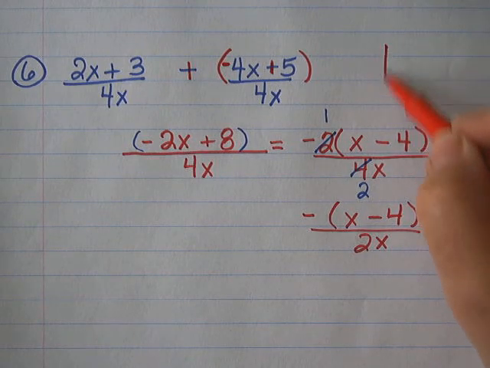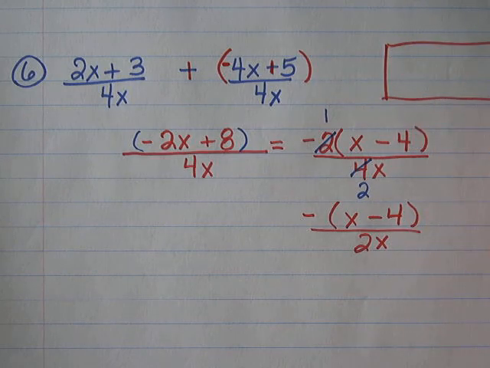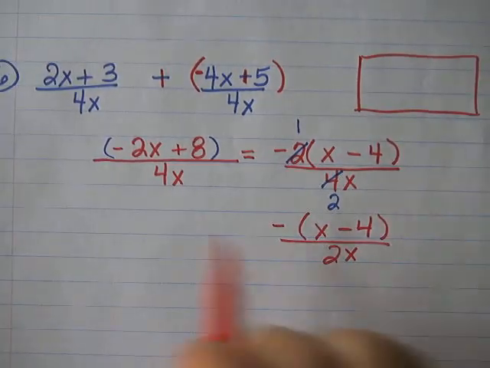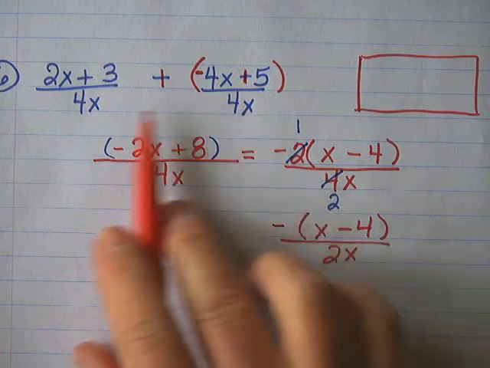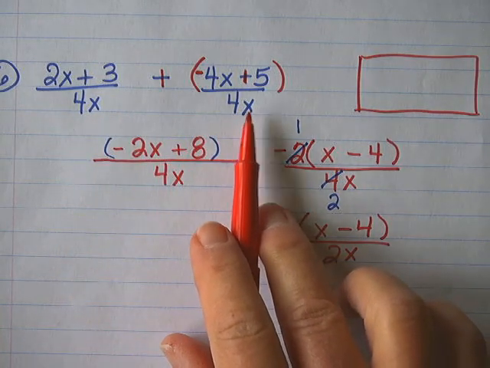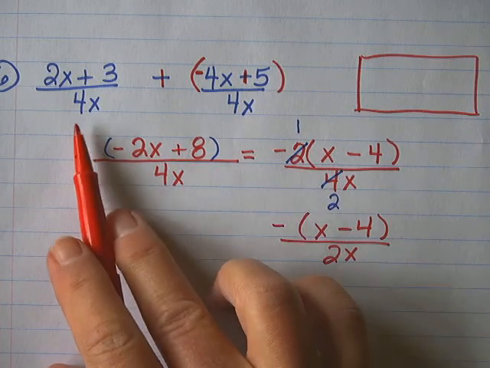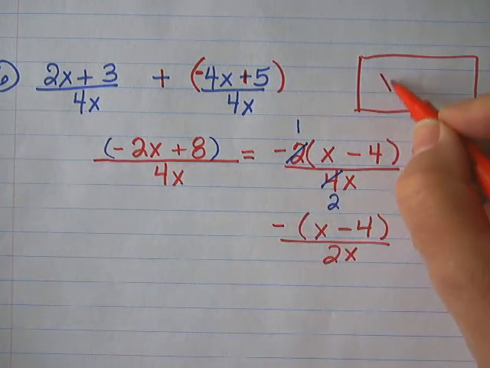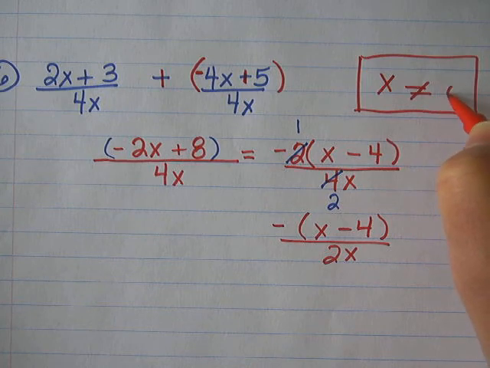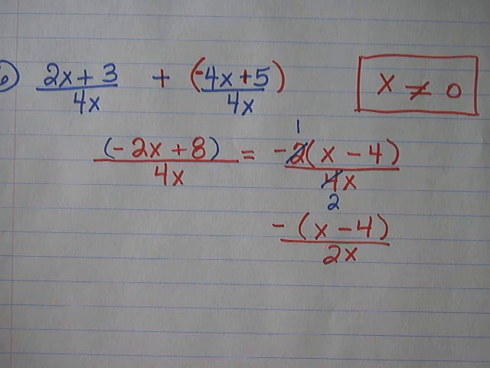He talked a little bit about the domain and what x could not be equal to, remembering that we can't have zero denominators here. So the one value of x that would make a zero denominator would be 0. 4 times 0 is 0. So we would say x cannot be equal to 0. There's none of that discussion on Delta Math. Hopefully this helps.